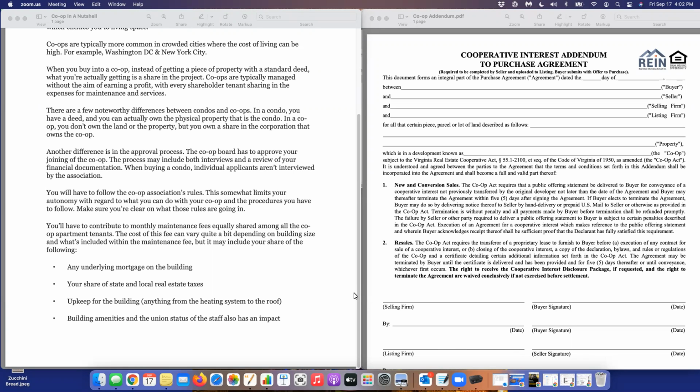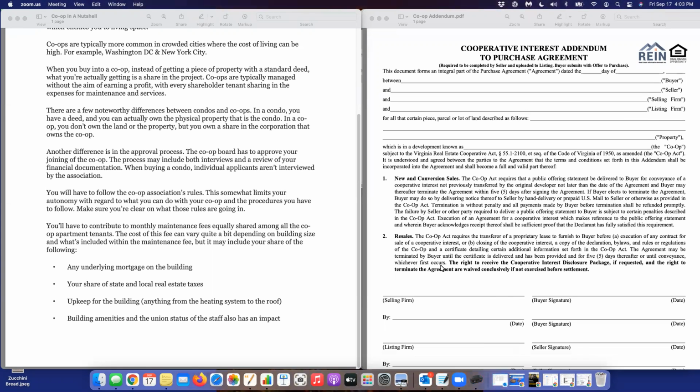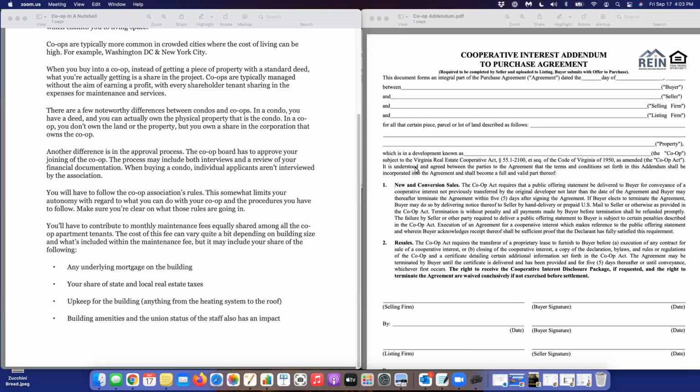So if a community is a co-op in this area, it would be listed under the disclosure section, just like a POA or a condo is. And this document would be part of the listing in RAIN. You're used to seeing it. It looks just like the condo and POA docs, whereas the developer is known as this, whether it's a newer conversion or if it's a resale, and then it's signed by the buyer and seller.